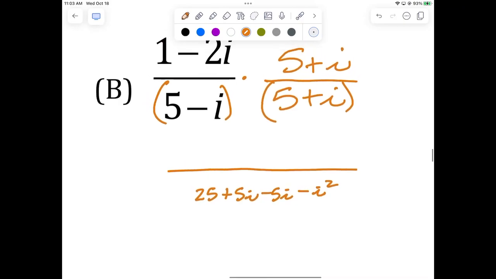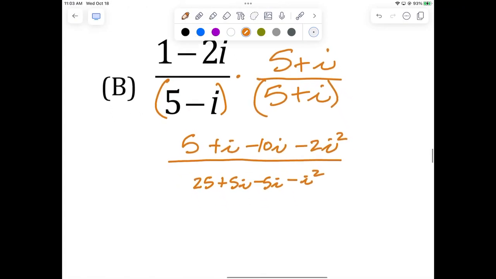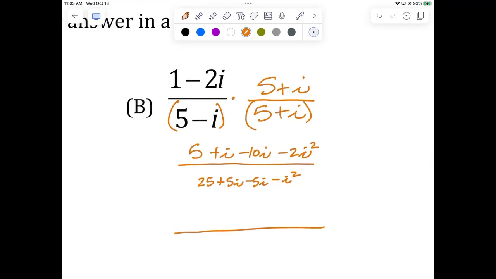So that's how you FOIL it: first, outer, inner, last. In the top, the first is 5, the outer is plus i, the inner is negative 10i, and the last is negative 2i squared. That one's going to be a little bit wacky because they're not conjugates of each other. Okay? So that should be your first step. Foiling the top, foiling the bottom, or I guess your second step after the conjugate over the conjugate.